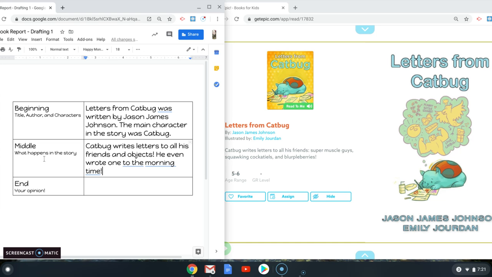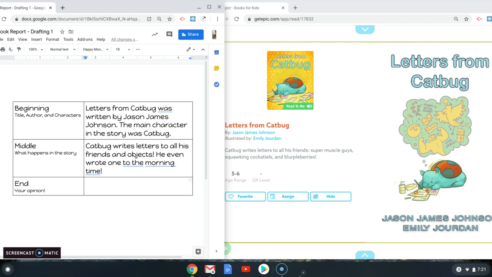Now, in my middle, what happens in the story? Catbug writes letters to all of his friends and objects. He even wrote one to the morning time. Next is my end, which is my opinion. Did I like the book? Did I not like the book? If I did like it, why? Maybe if I didn't like it, why as well?